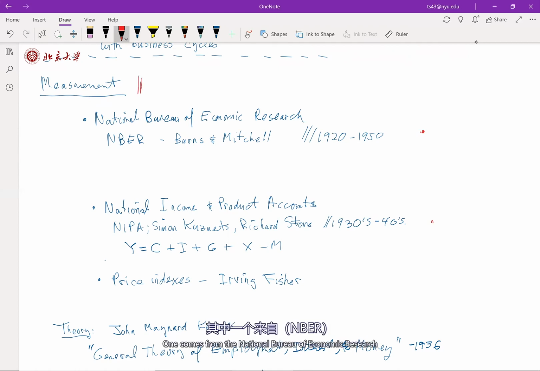One comes from the National Bureau of Economic Research, the NBER, which is now in Cambridge. It used to be in New York. The key figures were Burns and Mitchell, Wesley Clair Mitchell and his student Arthur Burns. Their idea was they're going to go no holds barred. They're going to have no presumption about a theory. They just want to measure the disease. So they go get observations on everything they can.